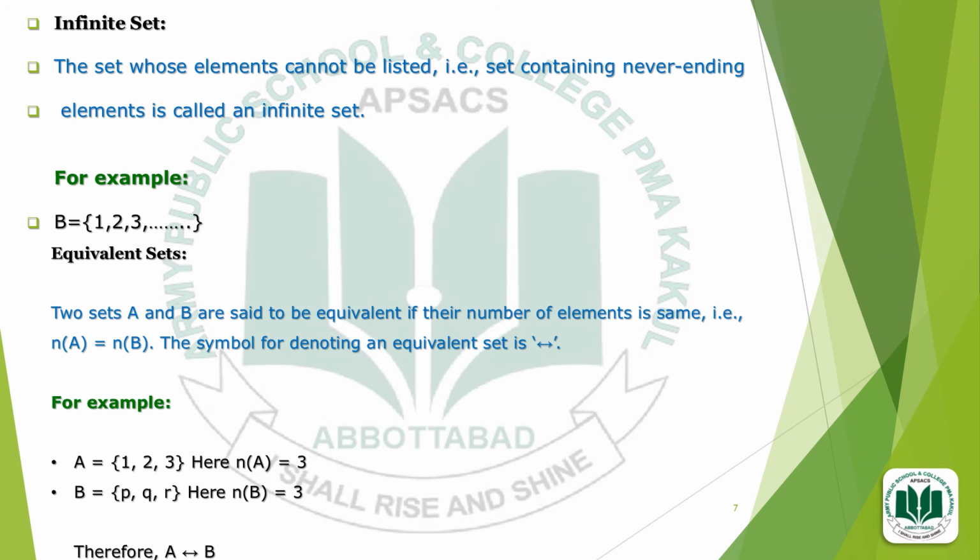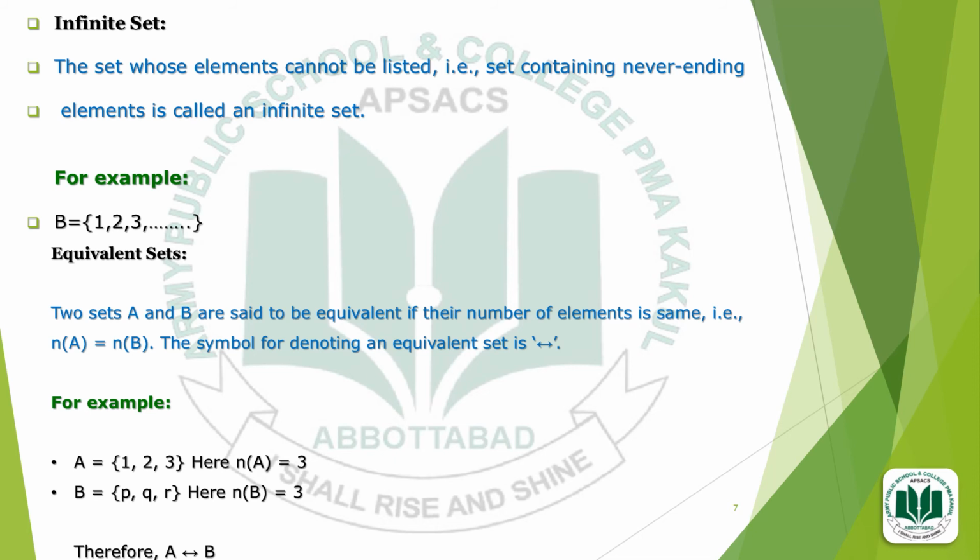Next definition is infinite set. The set whose elements cannot be listed or cannot be counted. A set containing never-ending elements is called an infinite set. For example, B = {1, 2, 3, and so on}. Dots represent and so on. In set B, the lowest element is 1 and there is no upper element. That's why it is called an infinite set.